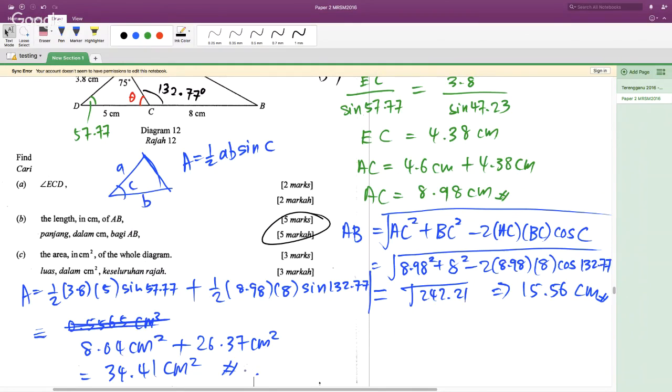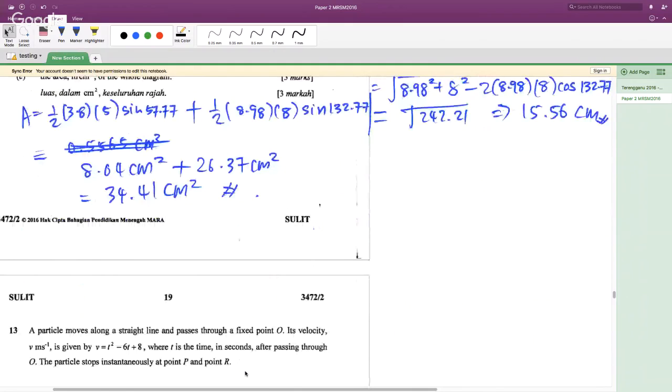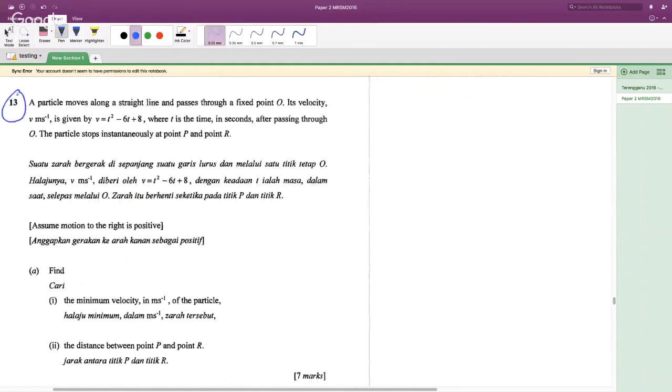All right, so before I end the class today, I'm going to go into the last question. Okay, so I go back to the normal. I will go to the last question here, 13. Motion along a straight line. A particle moves along a straight line and passes through the fixed point O. Its velocity v is given by v equals t squared minus and so on, where t is the second after passing through the fixed point O.